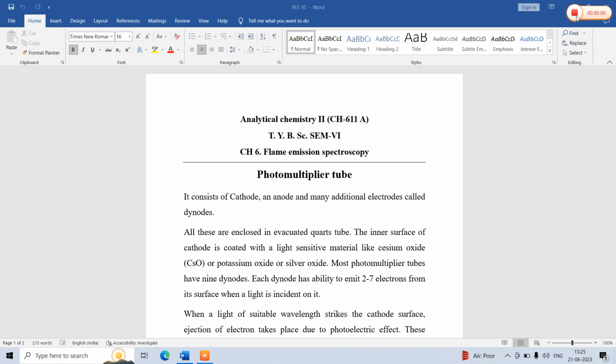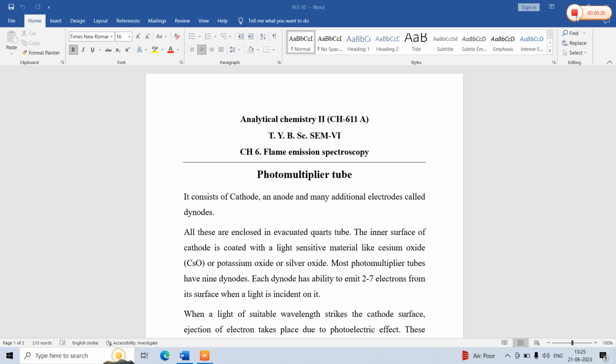This is a series of lectures for T.Y.B.Sc analytical chemistry, semester 6 students. The course code of the subject is CH611A. The chapter we are going to study is chapter number 6, flame emission spectroscopy.